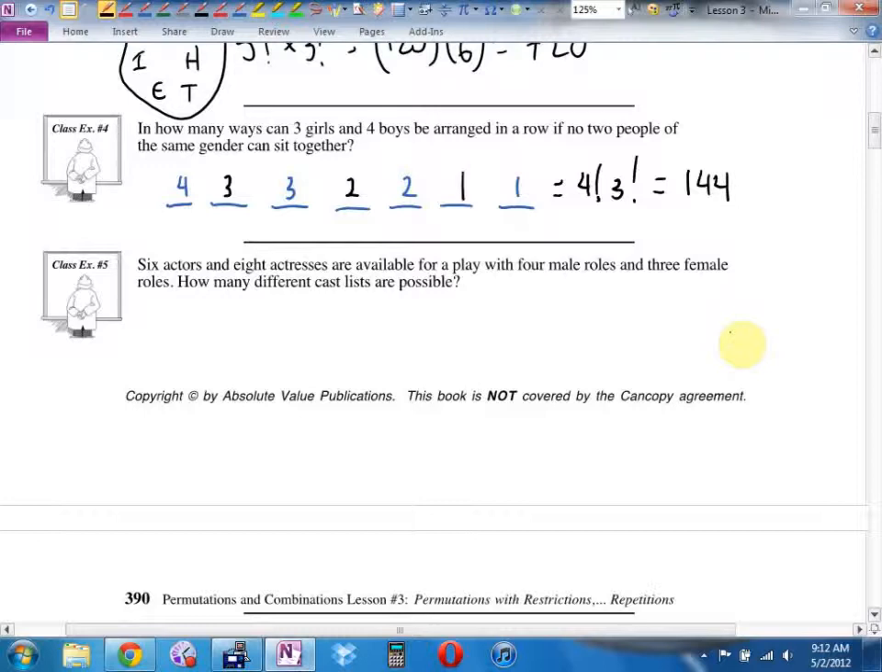Six actors and 8 actresses are available for a play with 4 male roles and 3 female roles. How many different cast lists are possible? Well, I guess we're going to pick from males. We're going to pick females.